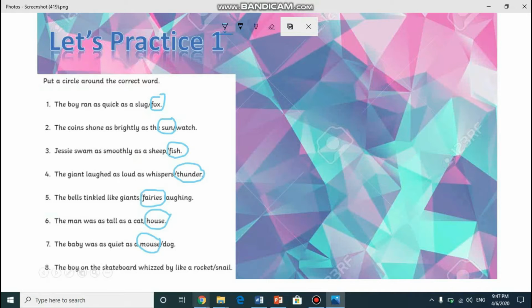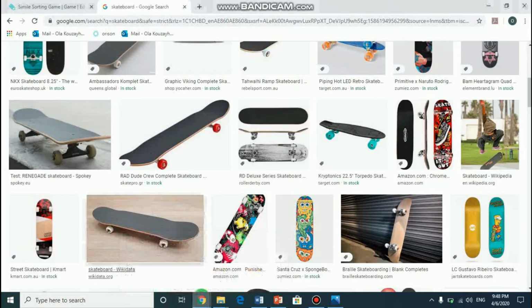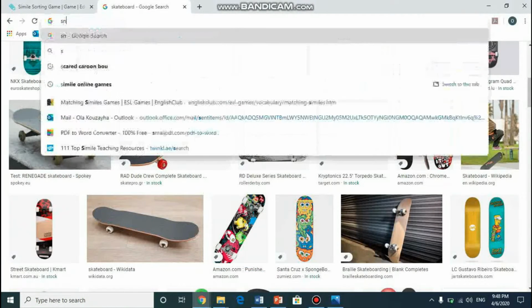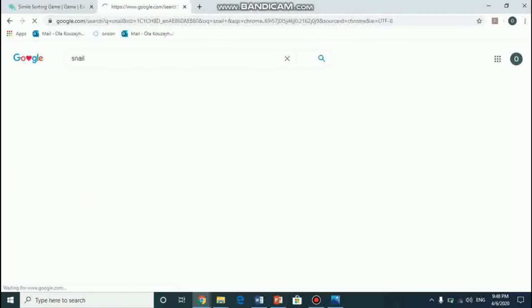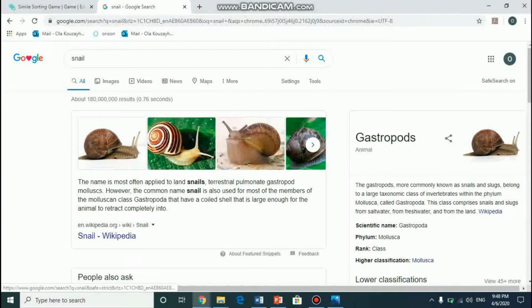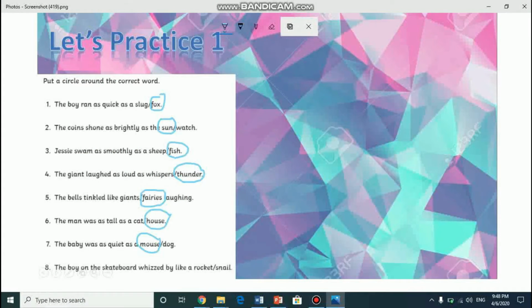Let me also show you a picture of a snail. And what you see now is a snail. So you think that if I'm riding a skateboard, I would be like a rocket or I would be like a snail? Of course, I will not be like a snail, that's for sure, even though I don't know how to ride a skateboard. I would prefer that I'm like a rocket. And the simile now is the boy on the skateboard whizzed by like a rocket.